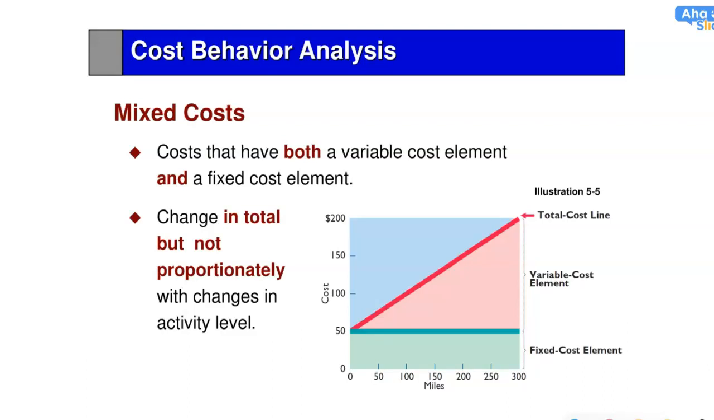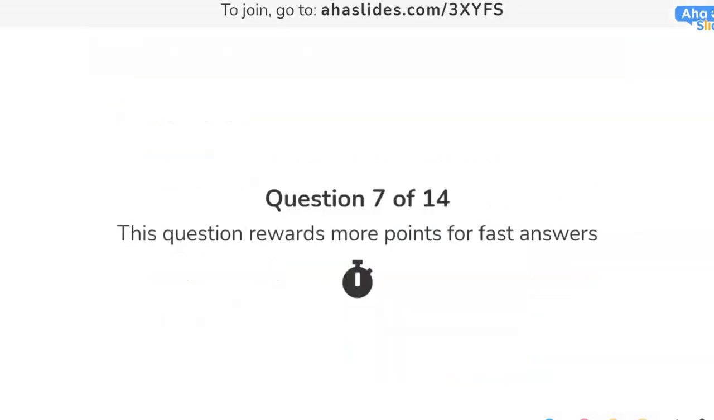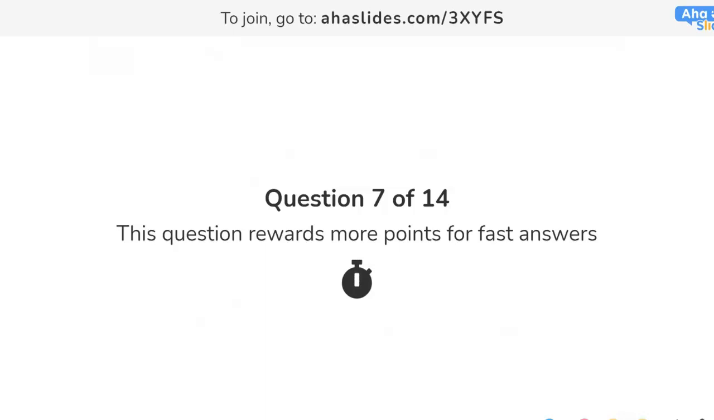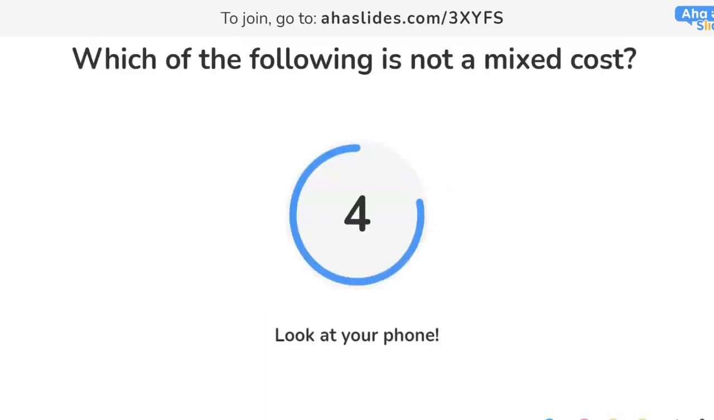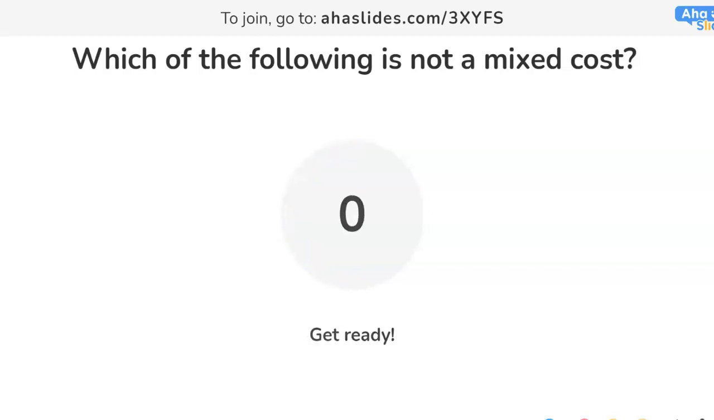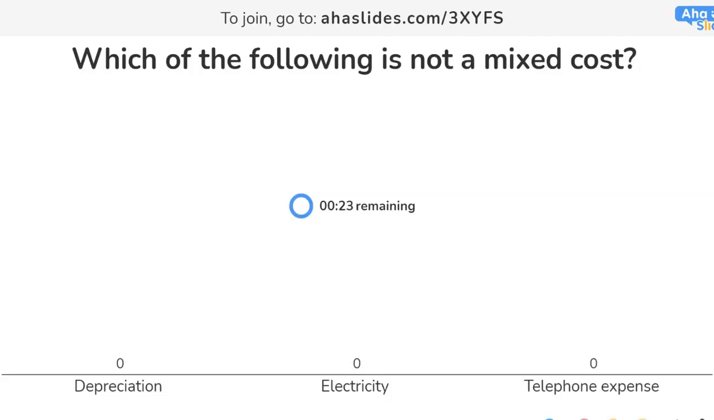Now, we cannot work with a mixed cost. What we have to do is break it out into that portion which is variable and that portion which is fixed. I didn't realize I had a question here. Which of the following is not a mixed cost? Depreciation, electricity, telephone expense. What do you think is not a mixed cost?